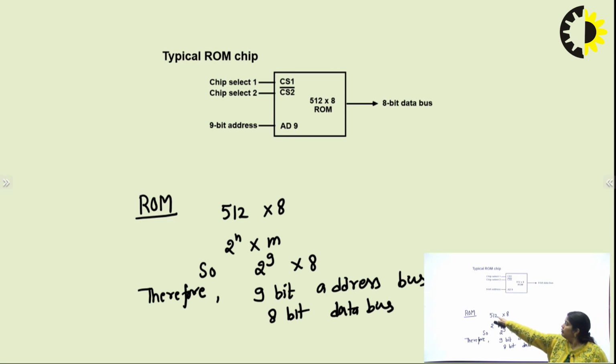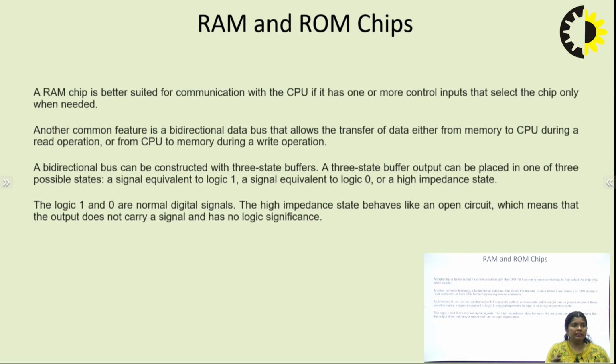Now, the single ROM chip capacity is 512 cross 8, and it can be written as 2 to the power 9 into 8, so we can say there is a 9-bit address bus and an 8-bit data bus. Here there is no read line. Now these are the significance of the RAM and ROM chip.